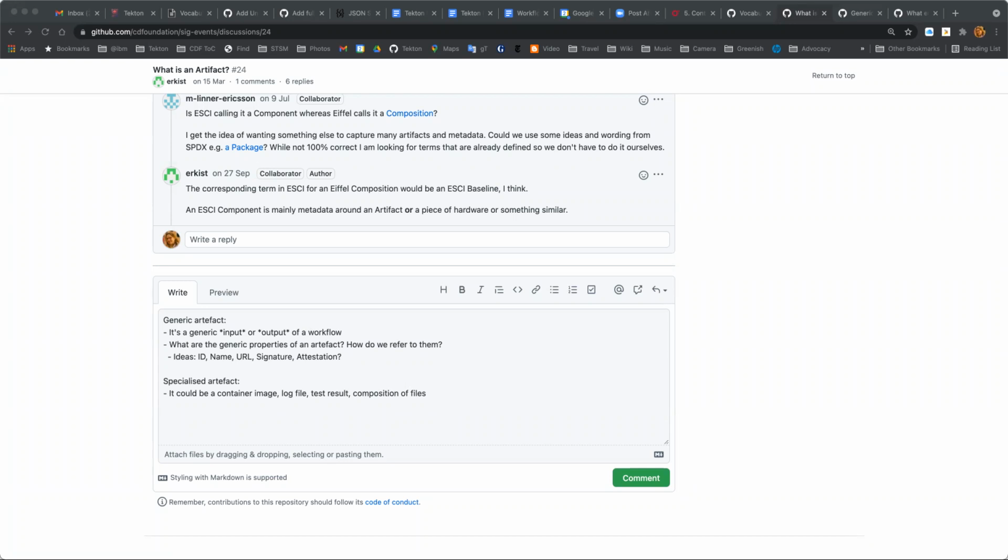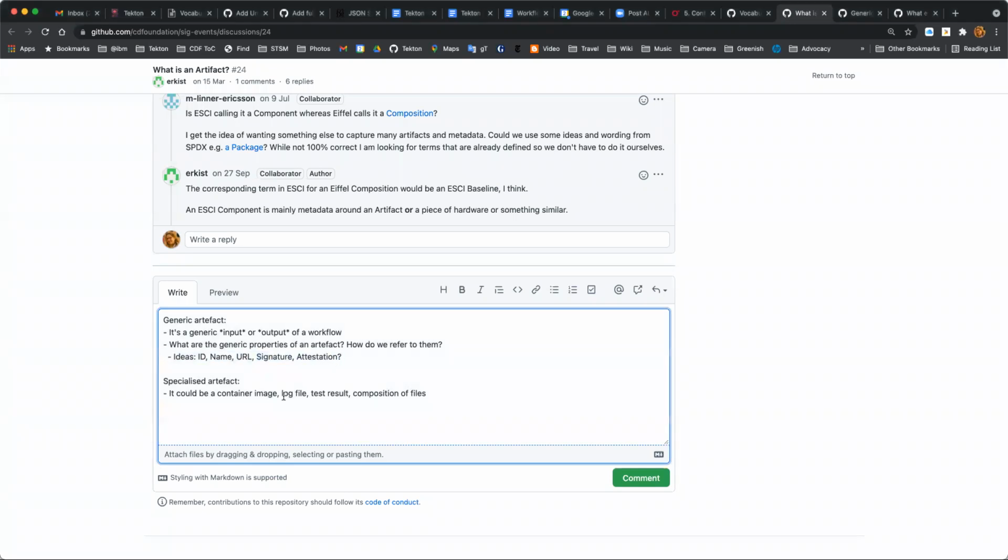So to me, it makes sense to see compositions as some kind of artifact as well. I mean, of course, you build this baseline or whatever we call it. So it's something that is created probably within the pipeline. So in that sense, it is an artifact.